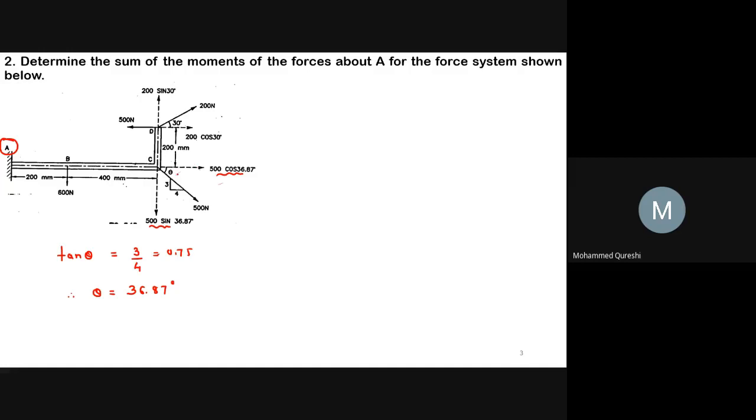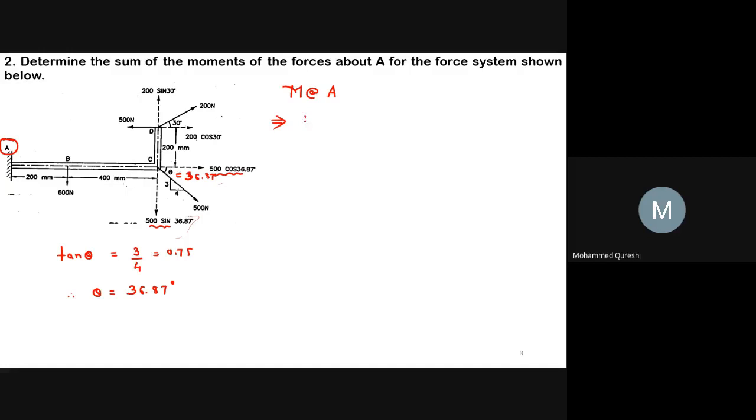So this theta is nothing but 36.87 degree. Hence this 500 Newton force will resolve into 500 sine 36.87 and 500 cos 36.87. And the second force is 200 Newton, making an angle 30 degree with the horizontal. Hence it will be 200 cos 30 and 200 sine 30. So now we will go for the sum of moment. As we had told, we have to consider the moment about point A.